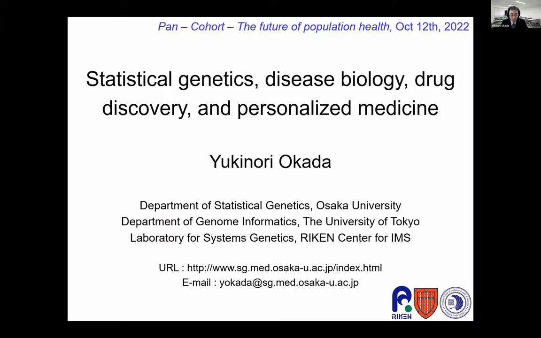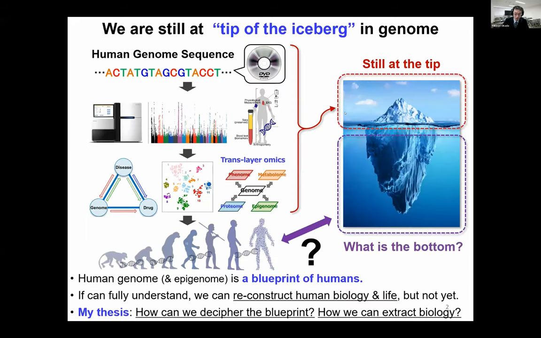We are going to talk about genetics, especially in terms of statistical genetics and omics resources. Here is the theme of my research topic, and I believe it is also a theme for everyone here: how we can understand human genome sequences. This is the blueprint of humans.